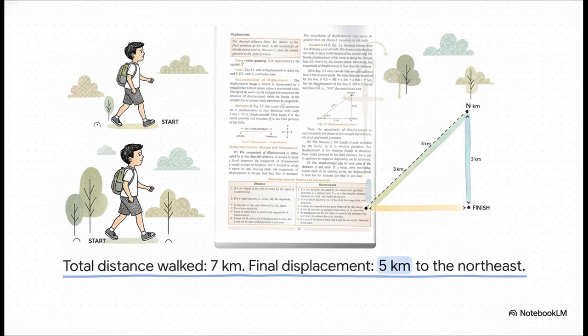Here's a great example to really nail this down. This boy walks 4 kilometers east, and then he takes a left and walks 3 kilometers north. The total distance he traveled is easy, right? You just add it up. 4 plus 3 is 7 kilometers. But his displacement, his final position compared to where he started, is that straight line arrow from start to finish, and that's only 5 kilometers to the northeast. See, two different ideas, two totally different numbers.